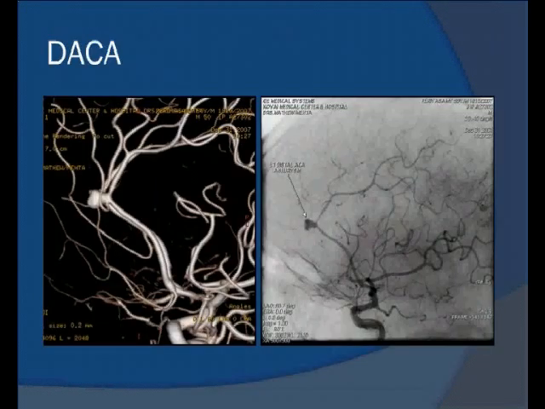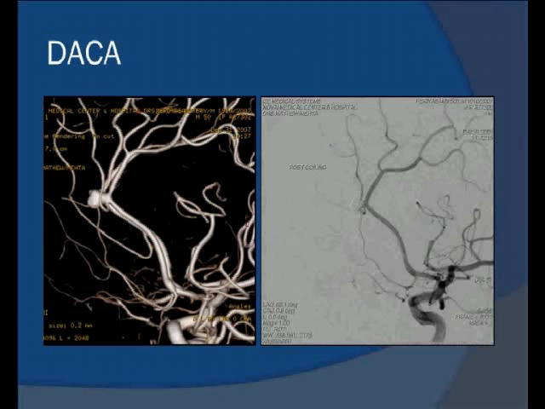Here is an example of a DACA aneurysm. You can see the location, and the 3D allows you to see the morphology, the takeoff of the vessels, and this is the end result after coiling, where you can see you coil the aneurysm and preserve the parent artery.